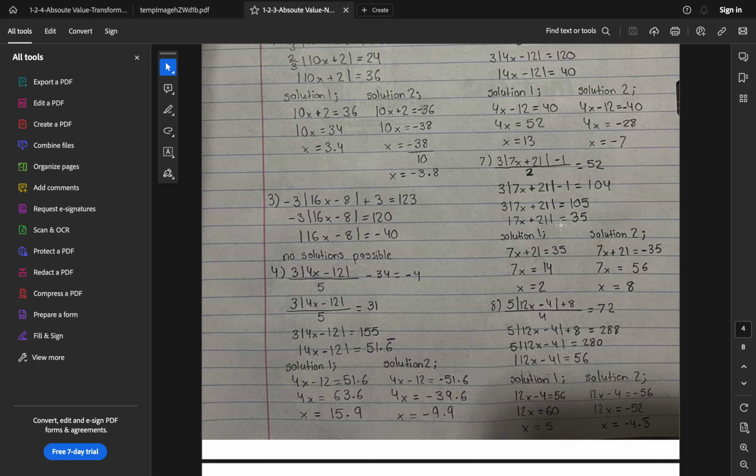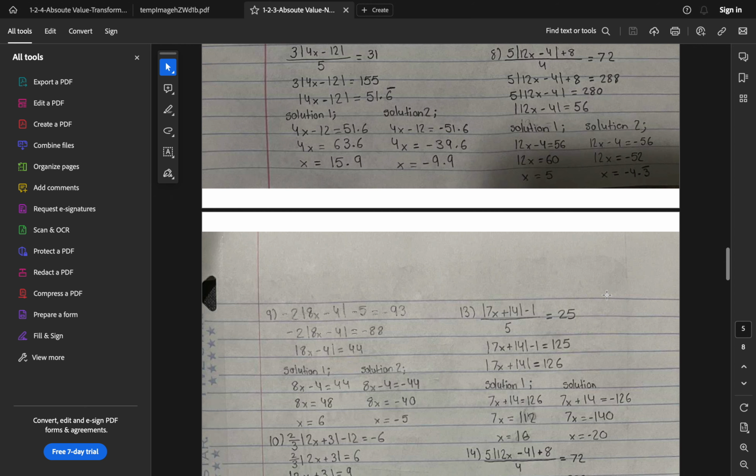For solution number 1, where the possibility is equivalent to positive 35, we basically isolate for 7x plus 21 equal to 35. We isolate for the x here, which will give us 7x is equivalent to 14 and x is equivalent to 2. For solution number 2, we once again isolate for x, where in this case it is equal to negative 35. This will give us 7x is equal to negative 56. Sorry for that mistake. And x should be equivalent to negative 8 in this case. Missed the negative sign there, but that's what it should be equivalent to.